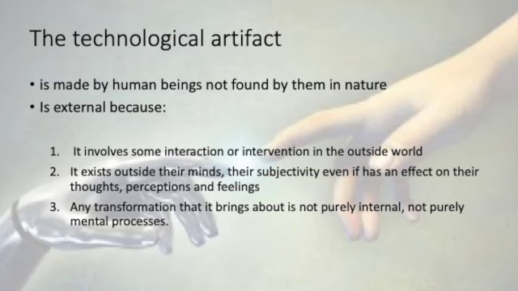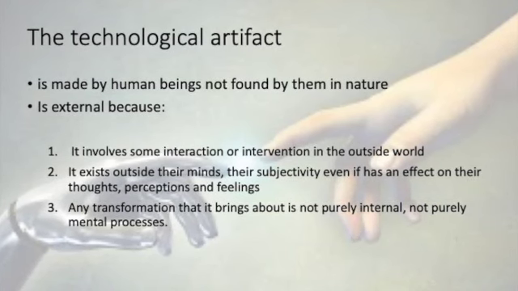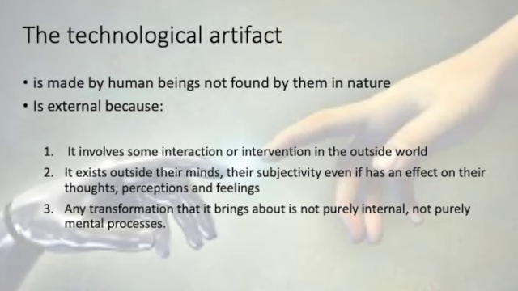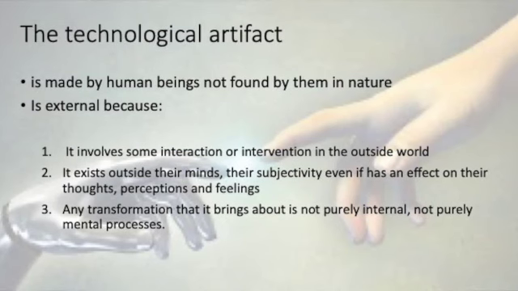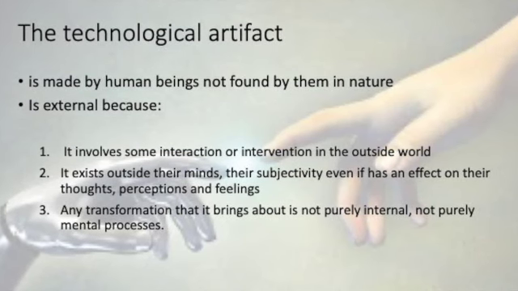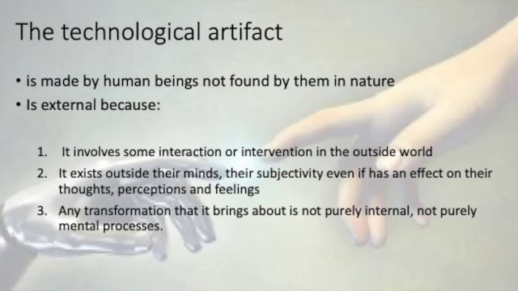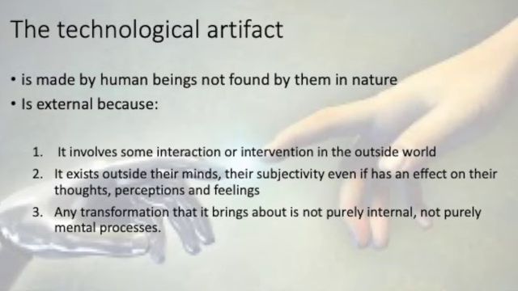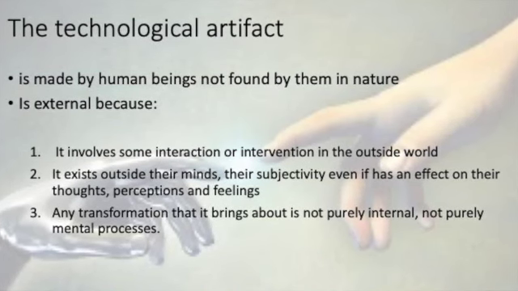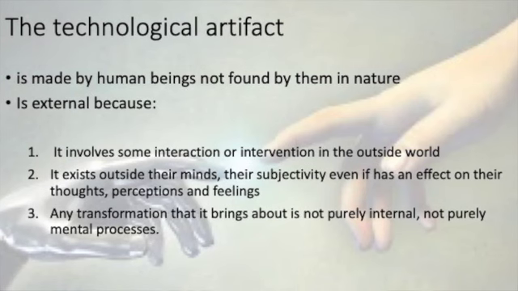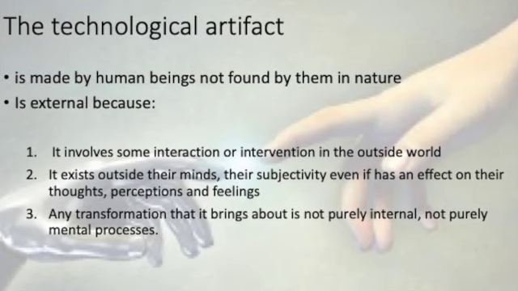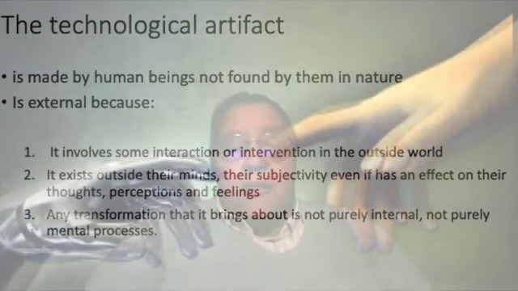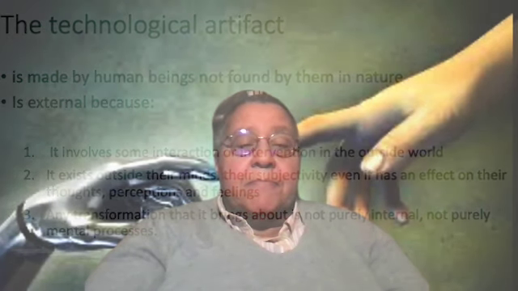To describe the technological artifact as external is not to say that technology has no effect on what goes on inside a human being: their subjectivity, their thoughts, perceptions, and emotions. In the course, when we reach the section about cyborgs and post-humans, we will be looking precisely at how technology transforms what it is to be human. But that transformation is not purely internal, not purely mental processes.